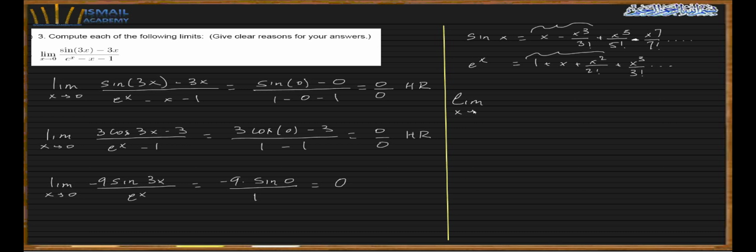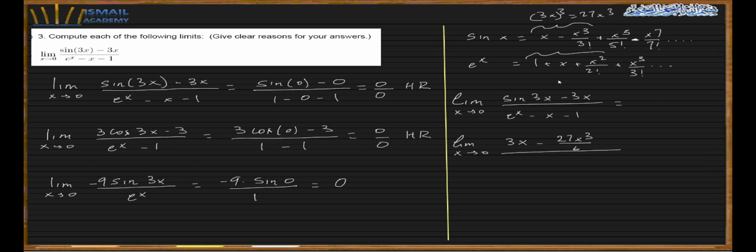So the limit when x goes to 0 of sine 3x minus 3x over e to the x minus 1 will be equal to the limit, and then I apply the Maclaurin series here. For sine 3x, I just need to substitute 3x here. So here it will be 3x minus 27x cubed over 6. I just pick the first two terms and I substitute 3x here and 3x here. So 3x cubed is 27x cubed. So that is exactly what I did here.